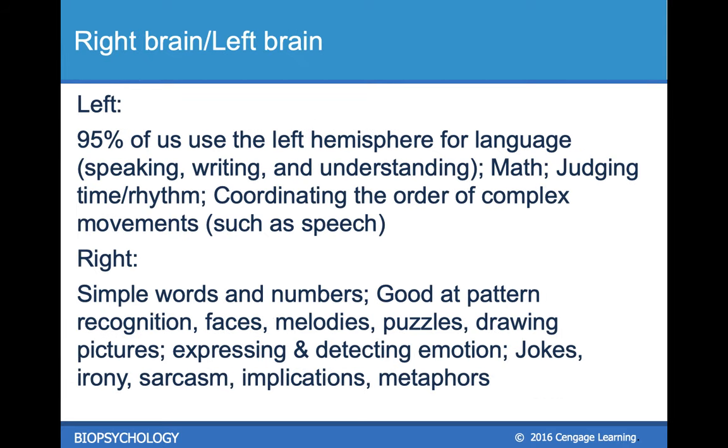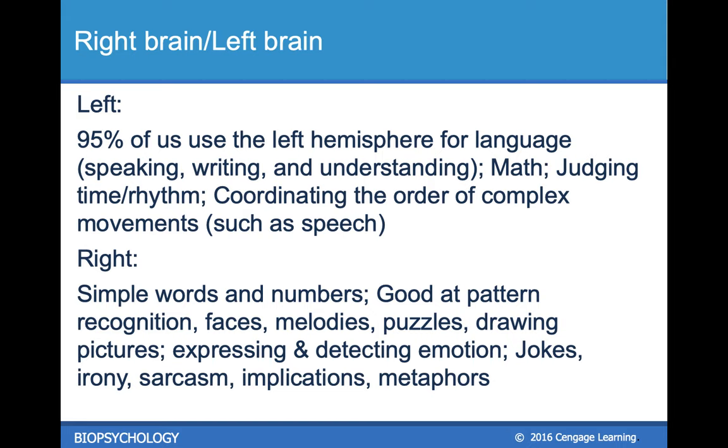So the left and the right brain. For the left brain, 95% of us use the left hemisphere for language. That can include speaking, writing, and understanding language. We also do math on the left side, judgment of time and rhythm, and coordination of complex movements, such as speech. For most of us, that happens on the left side of the brain.